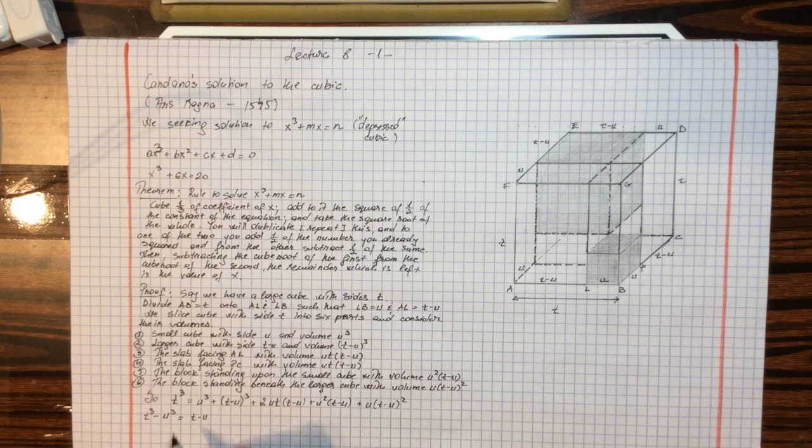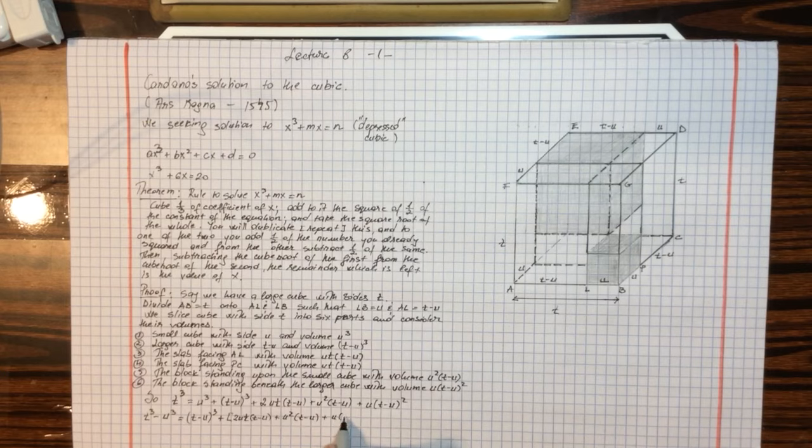Well, not yet. Let me group these three terms: 2ut minus u plus u squared t minus u plus ut minus u squared. I'm just grouping these three, and from these three I'm going to pull out t minus u.